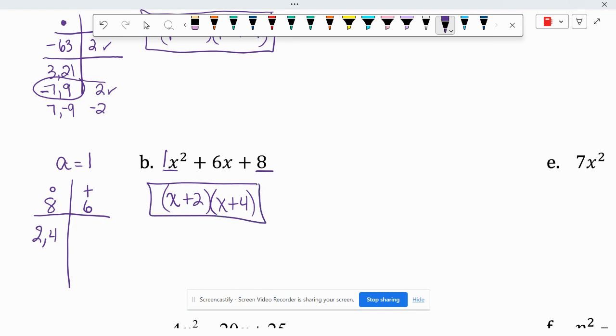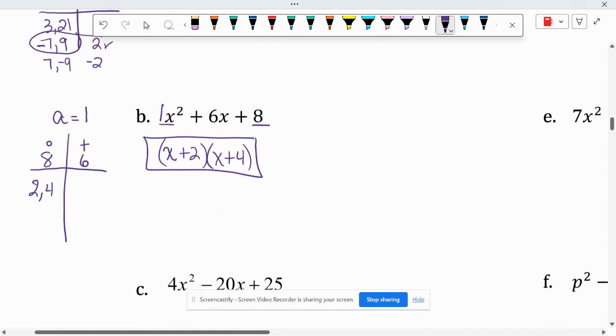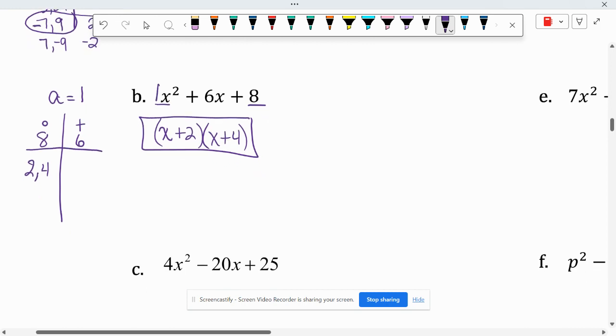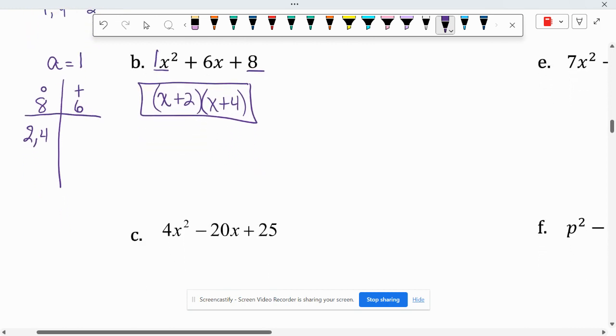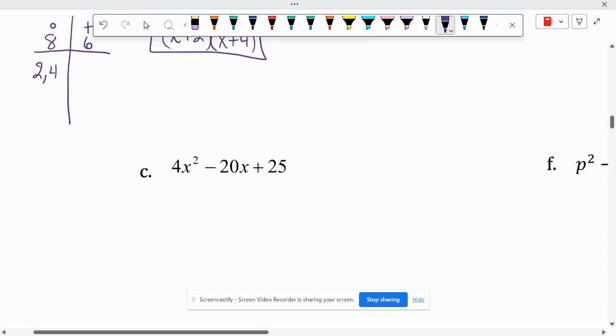So when A is 1, it's sweet, right? It works out super easy, super quick. But when A is not 1, we have to use the grouping method or the box method. And I'll do the ones on the right with the box method because I know some of you guys like that method. Okay. So A is not 1.